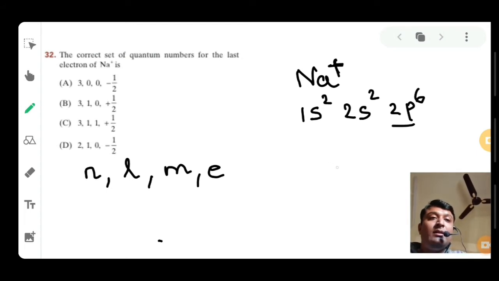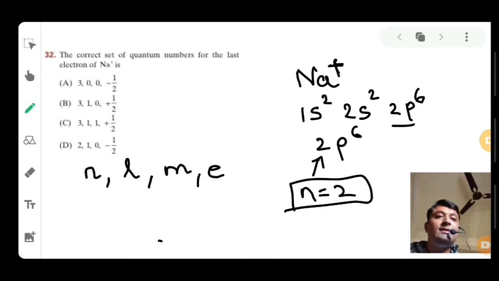From 2p6 we can directly find the value of n. The value of n is nothing but the coefficient of the p orbital, that is n is equal to 2. So the technique is you just have to write the coefficient of the last subshell.